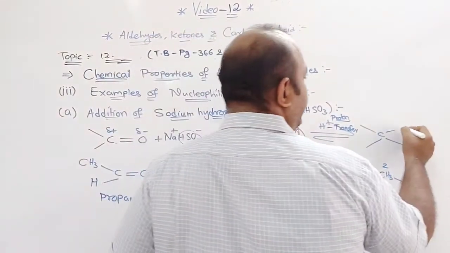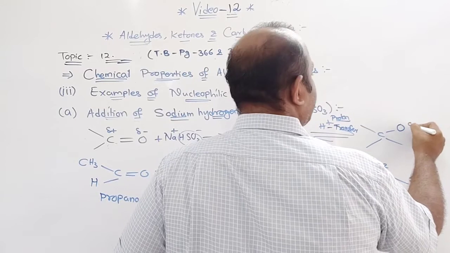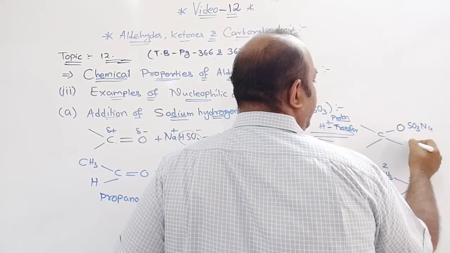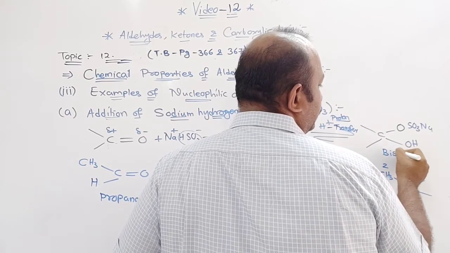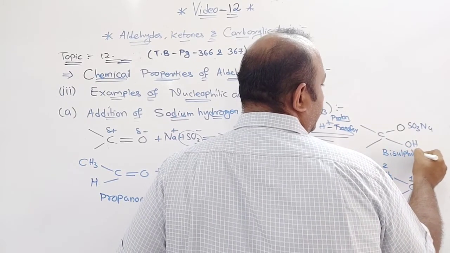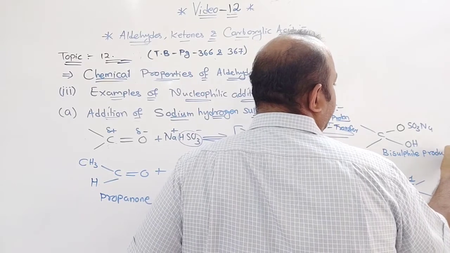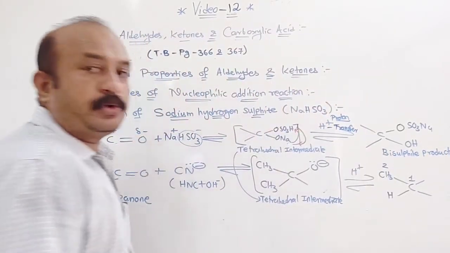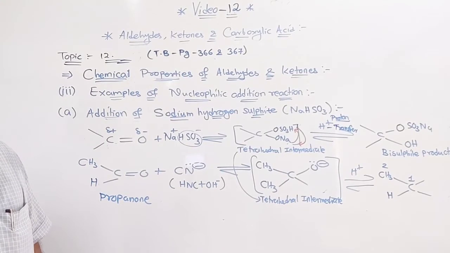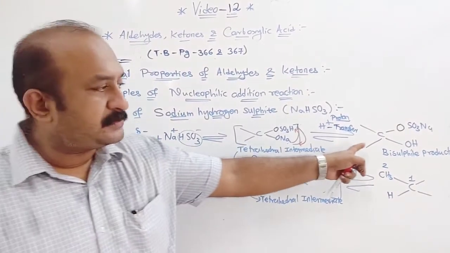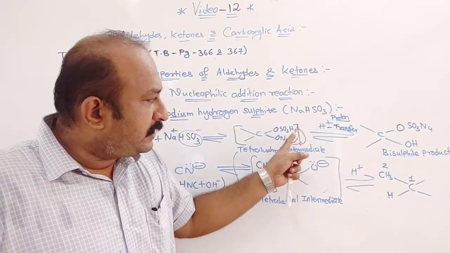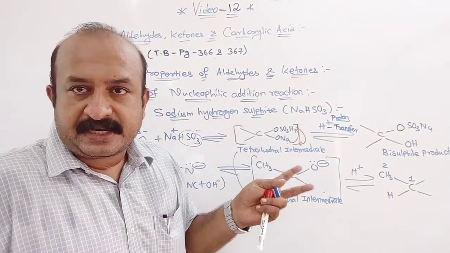So the product you get is O SO3 Na, and here will be OH. So this is your bisulfide product. Which product? Bisulfide product, what we call it. Understood or not? So this one, bisulfide product, when we say here, I think this part is understood. Okay? What is proton transfer? Proton means H that gets transferred.